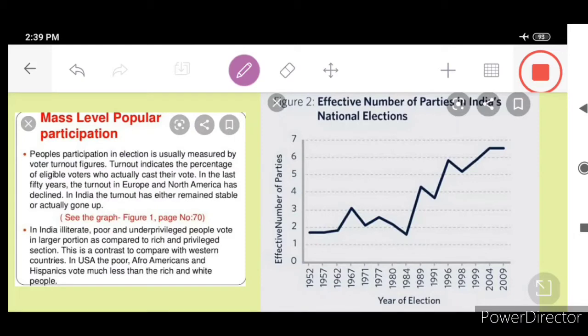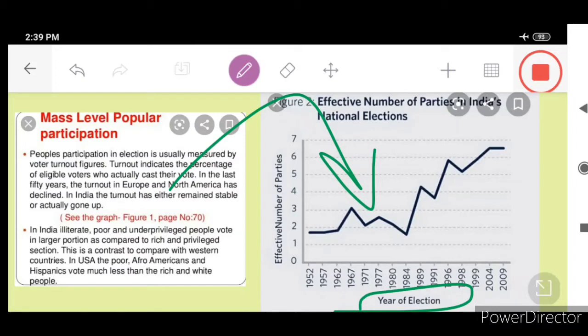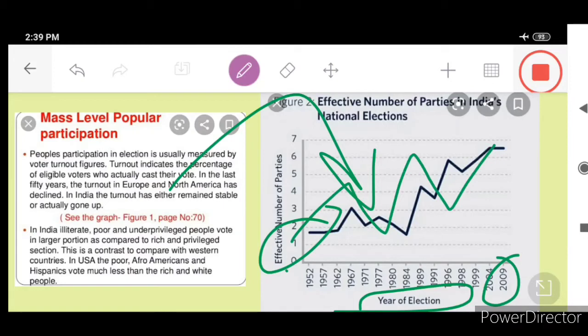Dear students, if you have a glance at the screen, you have the graph here, the year-wise election distribution. I have Googled it. In 1952, you see the effective number of parties was 1.5. When you talk about 2009, you see how the graph has been touching the peak level. It indicates that participation in the elections is mass participation. The parties are participating, and the voters are participating as well.